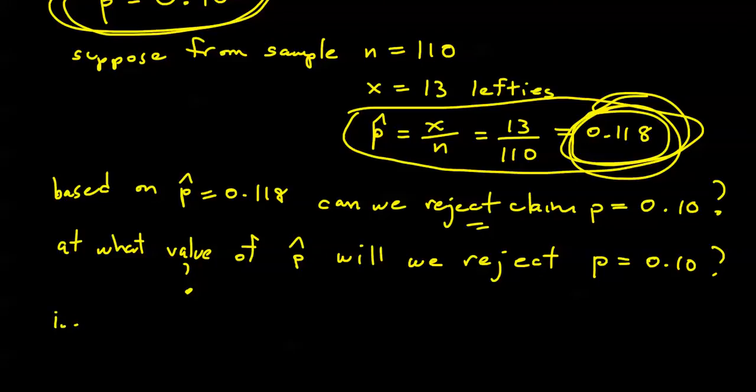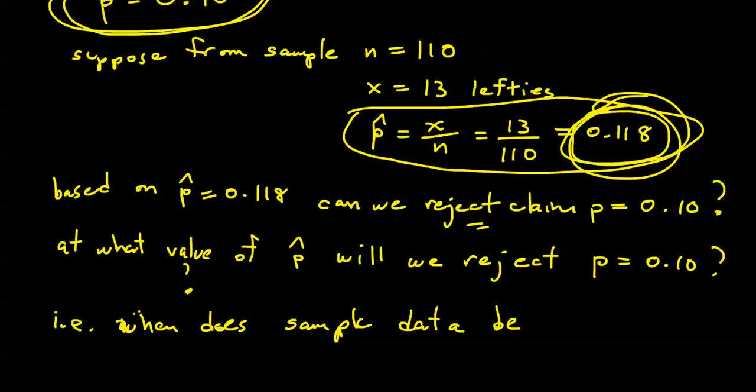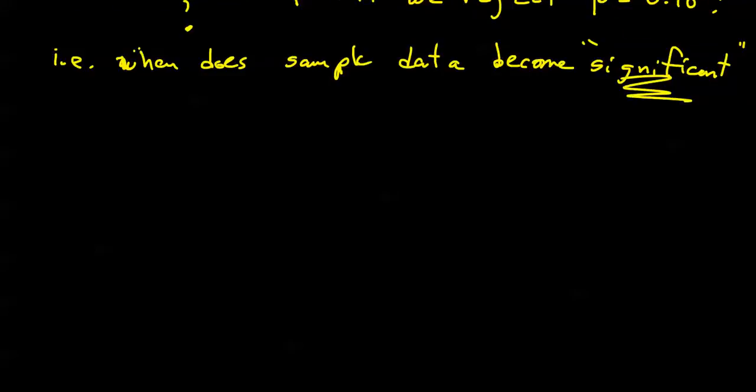In other words, when does the sample data become statistically significant? And again, we hear that word all the time. When is your sample data statistically significant with regard to rejecting the original claim? Alright, so this is really the crux of the matter here, and this is what we're going to be investigating the rest of the day.